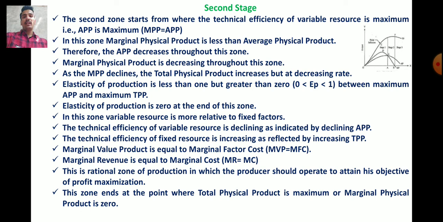As we know, when MVP is equal to MFC and marginal returns are equal to marginal cost, there are chances of profit maximization, or there is the point of maximum profit. So it is observed in the second stage. That's why the second stage is considered the rational zone of production. This second stage ends at the point where total physical product is maximum or marginal physical product is zero. Means this stage ends when TPP is maximum and MPP is zero. So this is about the second stage of the production function.